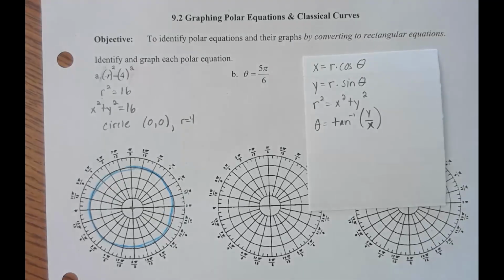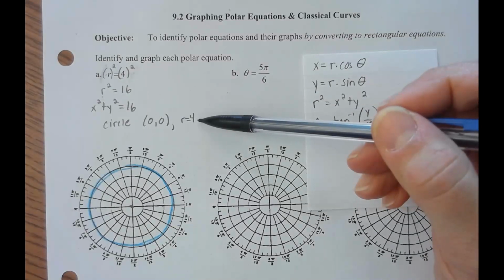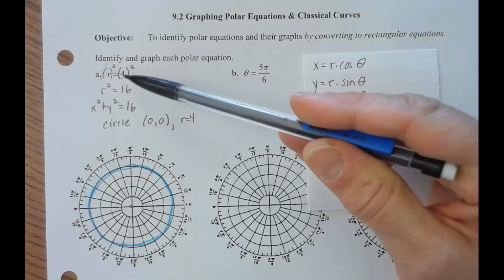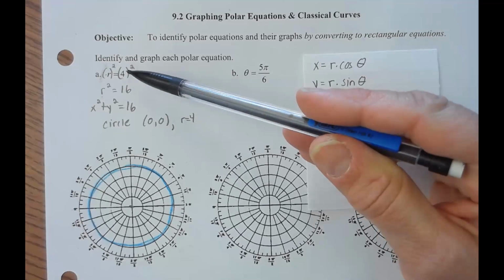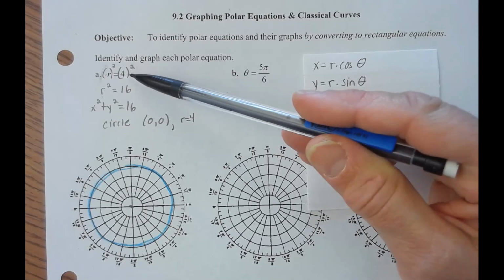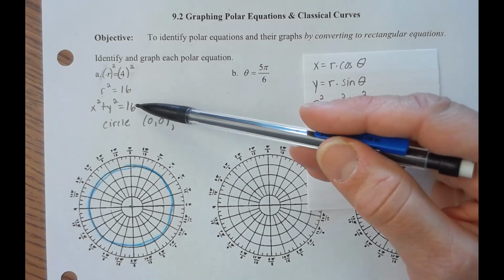Now, hopefully you notice we got back to the exact same thing we started with. So there are connections between our polar form and our rectangular form.